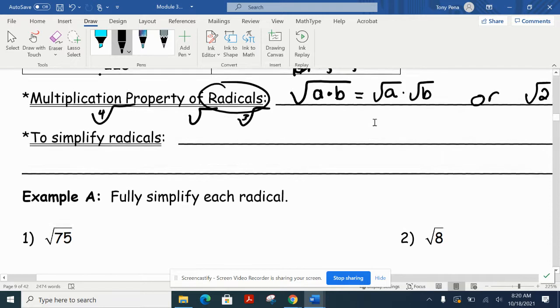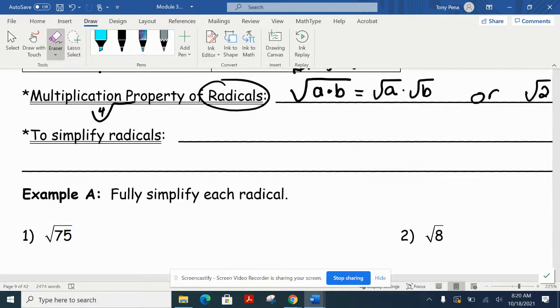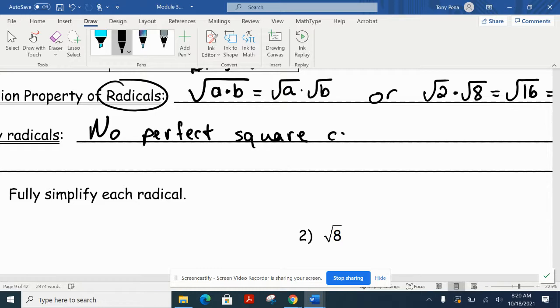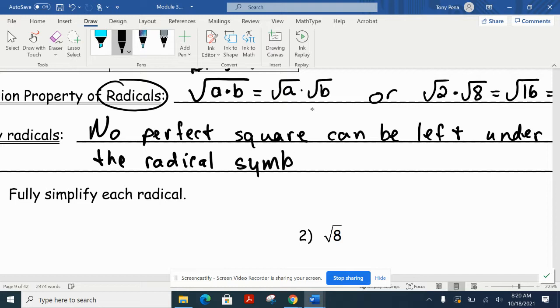All right. And then to simplify radicals, here's what you're writing for this. No perfect square, or cubed if it's a cubed root here in a minute, but right now we'll do a perfect square. So no perfect square can be left under the radical symbol. So the square root symbol, basically.